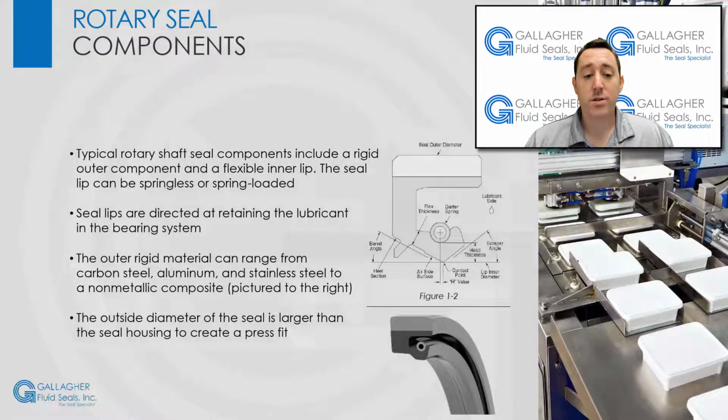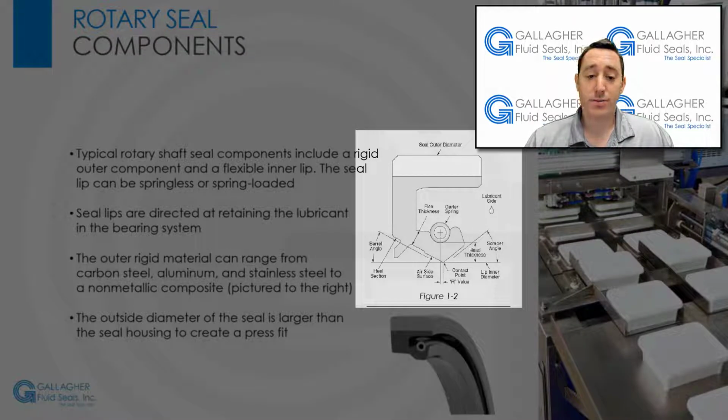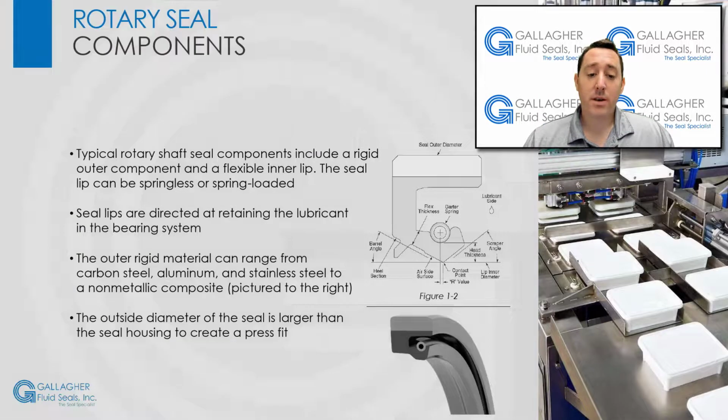Next, we are going to talk about components of a rotary seal. Typical rotary shaft seal components include a rigid outer component and a flexible inner lip. See Figure 1 to 2. The seal lip can be springless or spring-loaded. Seal lips are directed at retaining the lubricant in the bearing system. Exclusionary lips face the opposite direction to exclude contaminants. Multiple lips in both directions can be designed to enhance the performance of both sealing and exclusion.